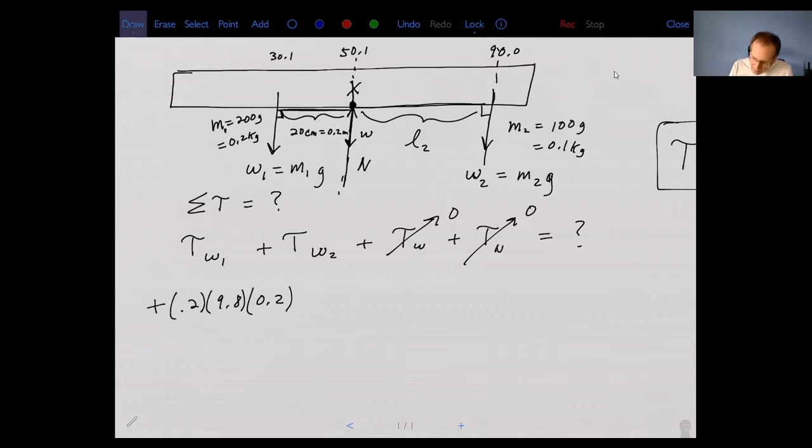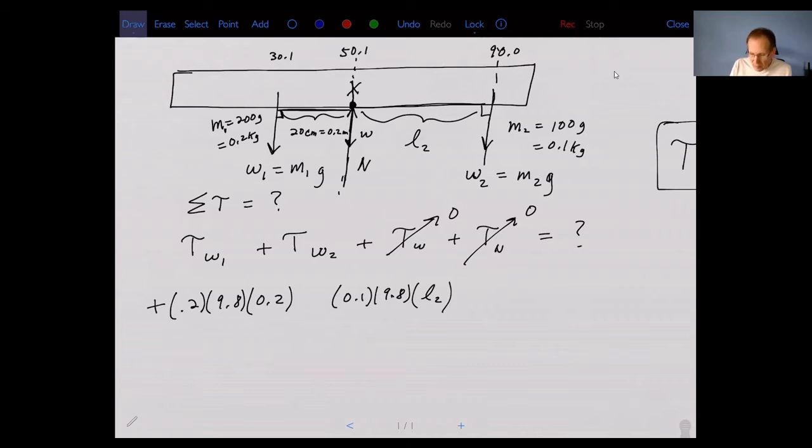Then the other force we have is weight 2. I want to compute the torque, so I need the force, which is the weight. That was 0.1 times 9.8. And then what is the moment arm? That's what you're figuring out. That's going to be your L2. So once you have that in meters, you want to plug that in.